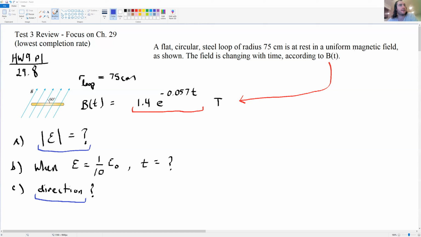Yes, Faraday's law. Yes, Lenz's law. But really, in practice, what do we actually do? We use the right hand rule, right? You always want to default to the right hand rule when you're trying to figure out the direction. Always, always, always default to the right hand rule.